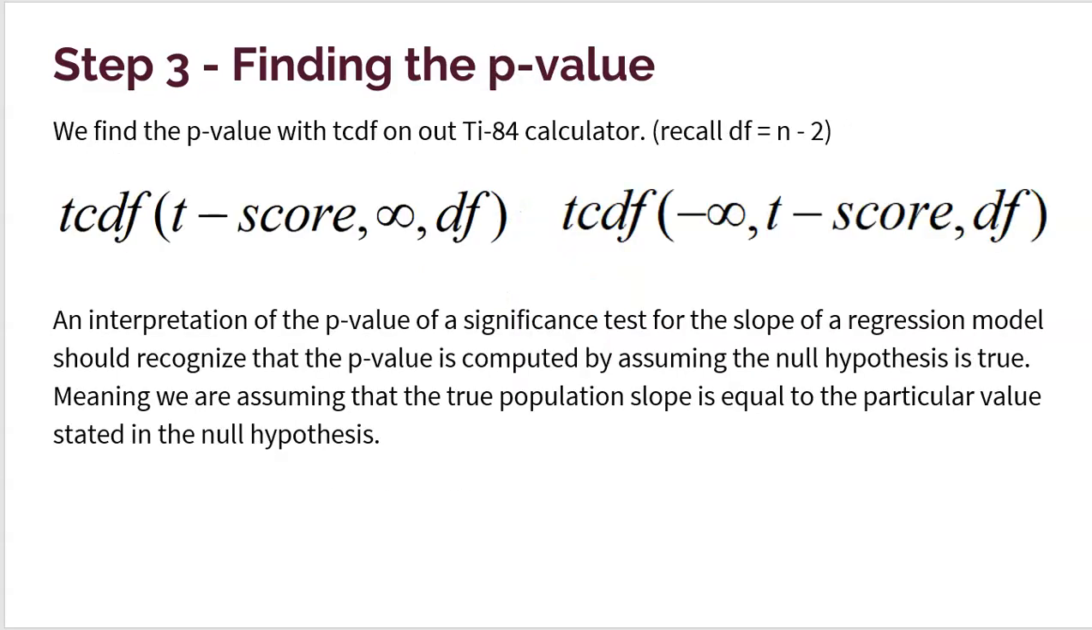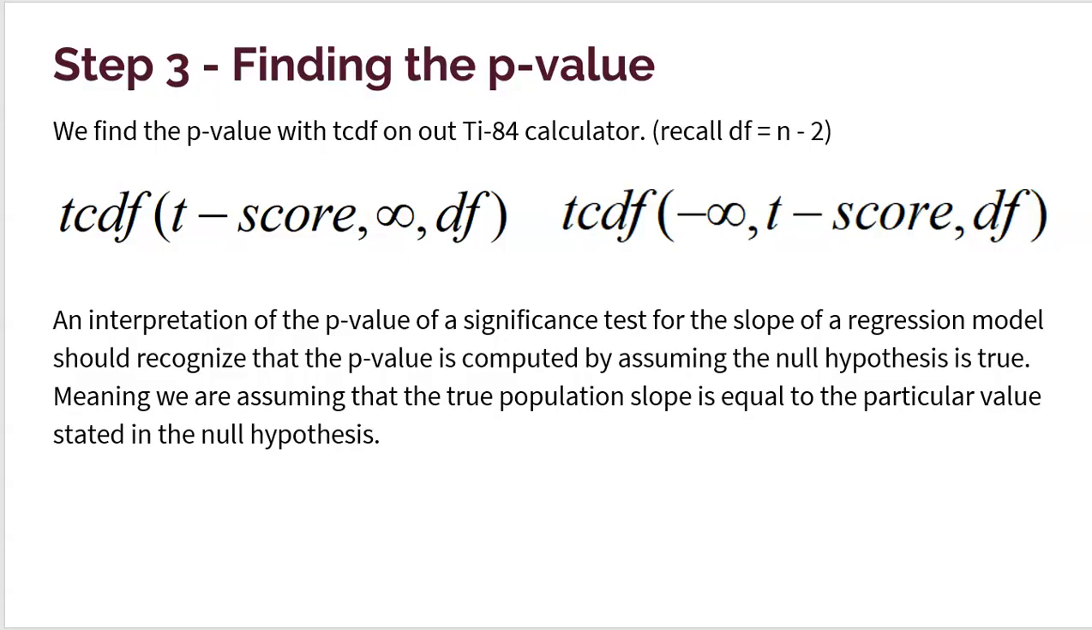Now, the other thing you need in step 3 is the p-value. Now, remember, what is the p-value? It is the probability of getting the sample slope that we saw or more extreme, assuming that the null hypothesis is true. So it's super important that you understand what a p-value is, because a p-value is, in a nutshell, saying, hey, listen, how significant or insignificant is our sample slope?